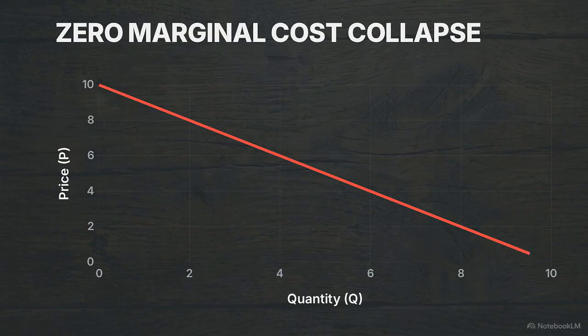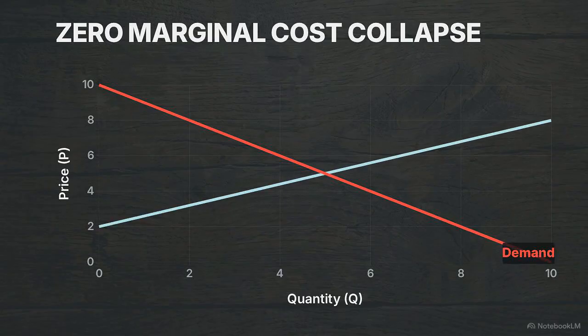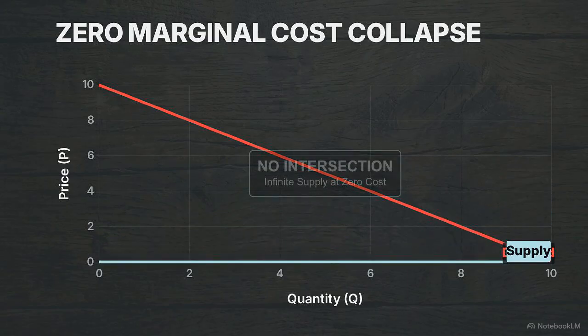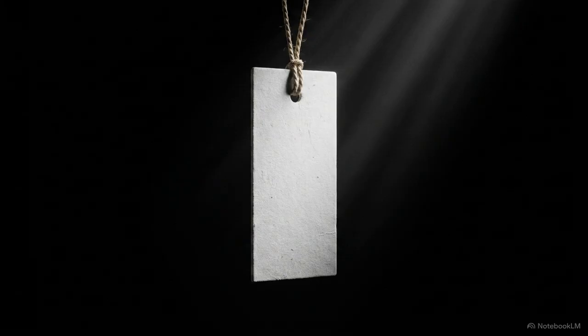This chart shows how that dropping cost changes the supply curve. When the cost of a realization hits zero, the line flatlines horizontally. There is no longer a standard intersection point where a market-clearing price can form. Without a price that reflects the scarcity of individual units, the market loses its primary tool for signaling value.